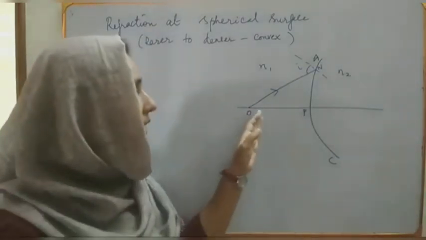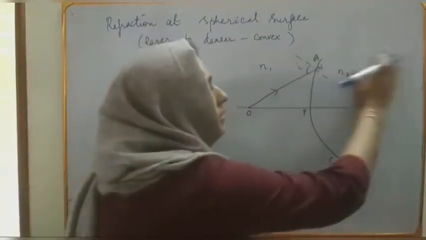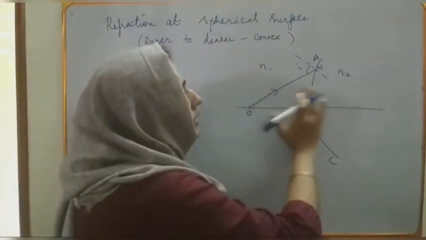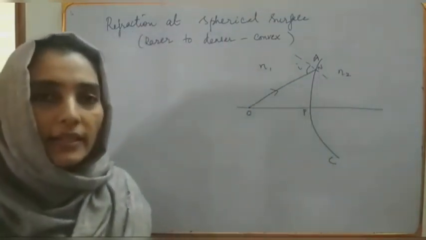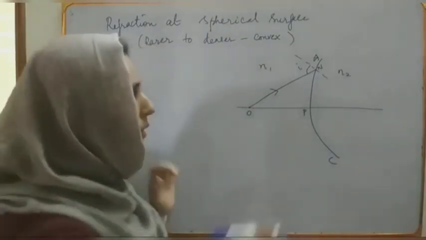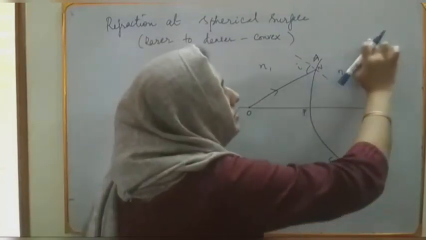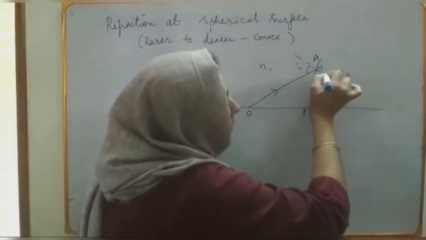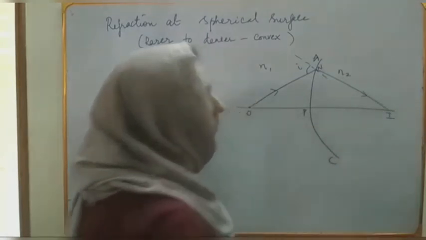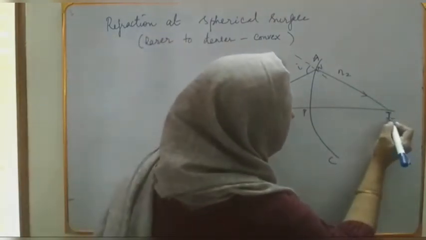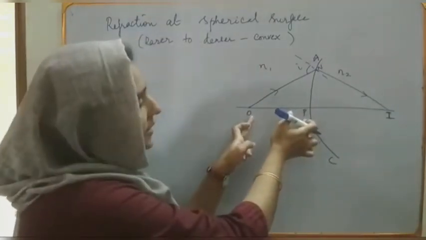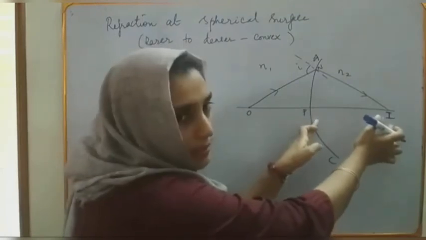Now the ray is traveling from a rarer to a denser medium. This whole part is a denser medium. So from a rarer to a denser medium, we know that the light ray will suffer refraction and it will bend towards the normal. This is the normal. Instead of going straight, it will bend towards the normal and the image is formed here. Let us say the image is formed here. Now OP will be the object distance and PI will be the image distance.